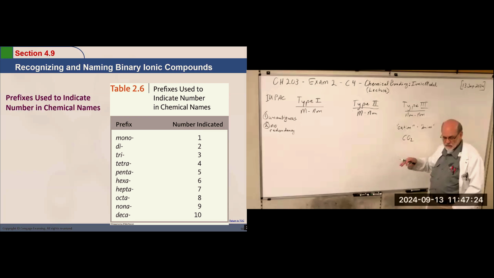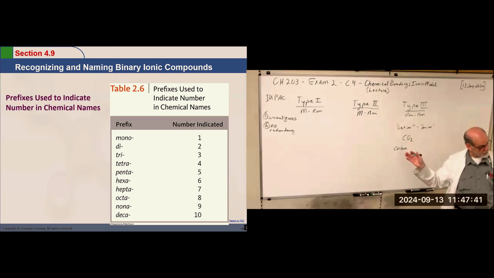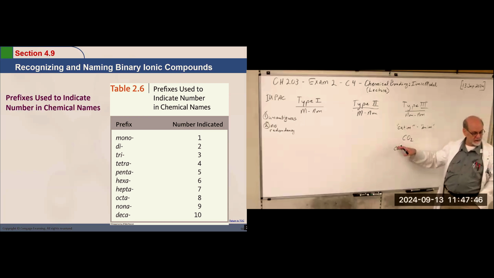One rule, though, is we don't say mono. For some reason, it just doesn't sound right for the first one. So we just say carbon. If there were 2 carbons for a different formula, then we would say di. But we don't say mono for the first one. We do say mono for the second one if it's true. But in this case, we have 2. So we simply say di, and we borrow the convention by changing the ending to IDE. So carbon dioxide is that.